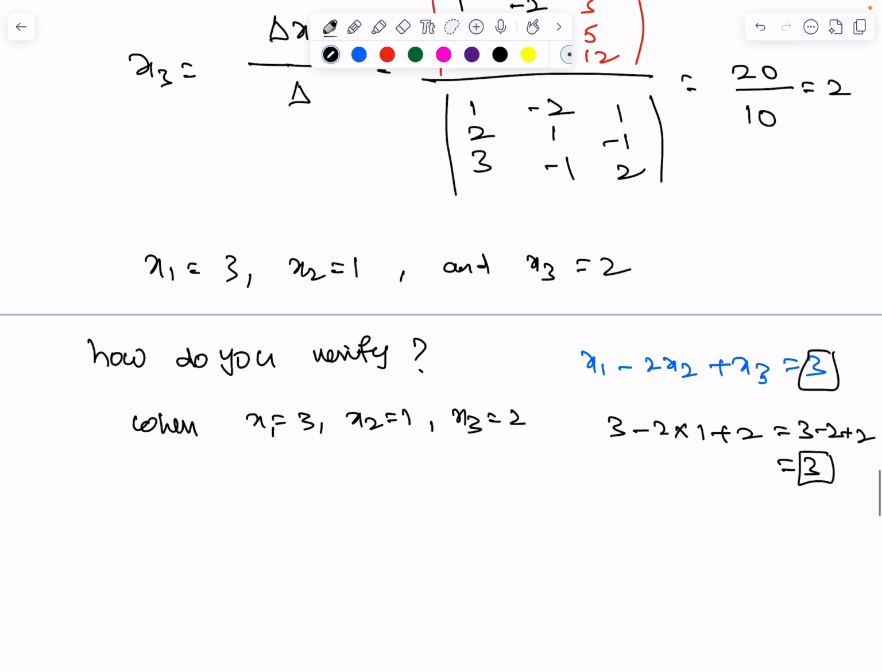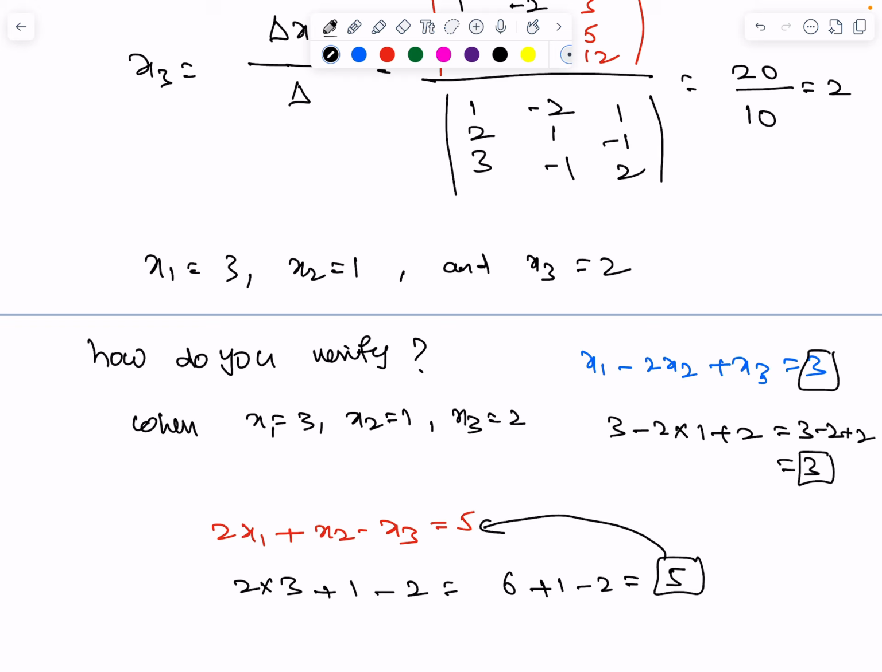Now you can similarly verify the other equations also, that is 2x1 plus x2 minus x3 is equal to 5. It must give you 5 if you substitute. Let's check that. x1 is equal to 3, x2 is equal to 1, x3 is equal to 2, that is 6 plus 1 minus 2, which is equal to 5. This is exactly matching. Therefore, it is satisfying the second equation also. You should check the third equation. Whenever it matches all these three equations, then you can conclude that your solution is correct.